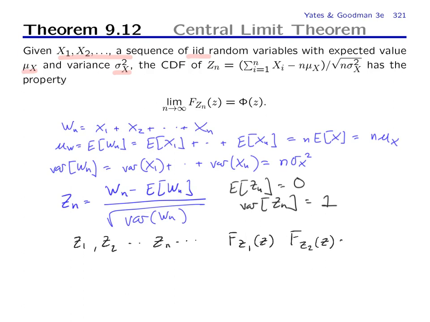FZ2 is the CDF of Z2. FZn is the CDF of Zn. And what the theorem says is that even though each of these random variables has the same zero expected value and unit variance, as n gets large, the CDF of Zn is converging to the phi function, the Gaussian CDF. What this says is for very large n, Zn is well approximated by a Gaussian CDF.